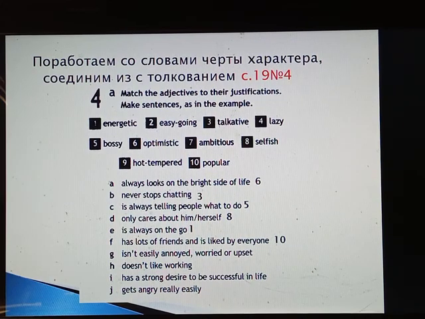Isn't easily annoyed, worried, or upset, the person is easygoing. Doesn't like working, it is a lazy person. Has a strong desire to be successful in life, is an ambitious person. Gets angry really easily, is a hot-tempered person. I hope you managed with the task. If there were any new words, learn them.